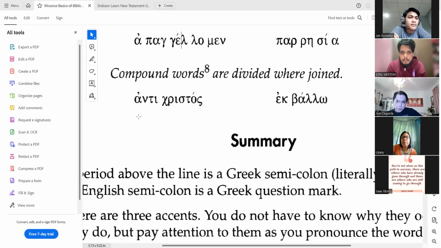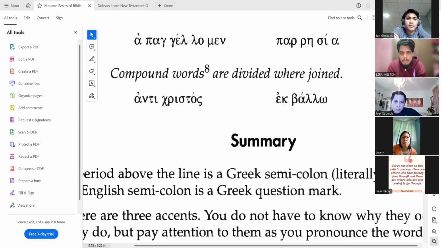Then, who can read this one? Antichristos. The Antichrist. Anti, in singular form. Antichrist. And then there is ek. Ek balo. The omicron is a letter O, but the omega is a long O. Ekbalo.